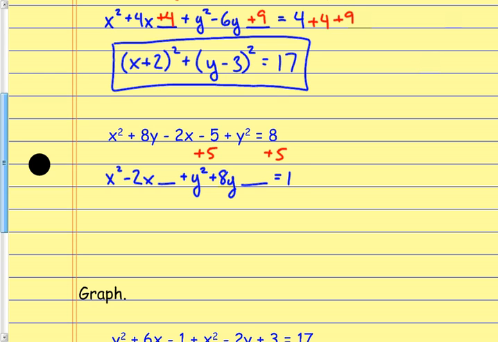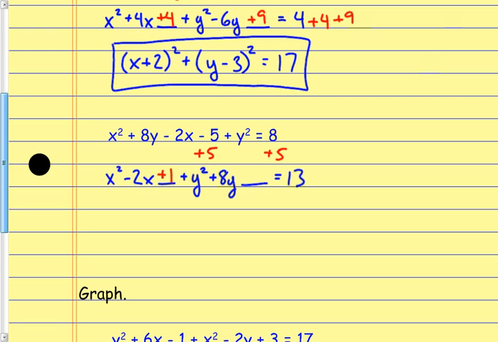Now I do b divided by 2 and square it. Negative 2 divided by 2 is negative 1. Negative 1 squared is a positive 1. So I put a plus 1 here. The next value, I do 8 divided by 2 and square it. So b divided by 2 and square it, that gives me a 4 squared, which is 16.